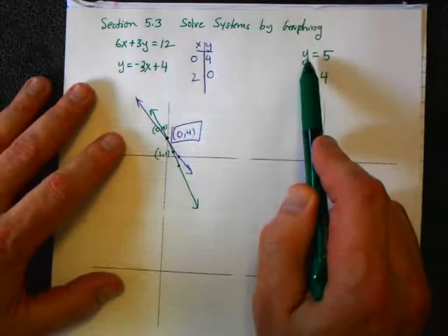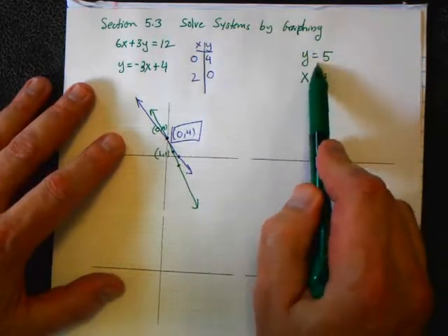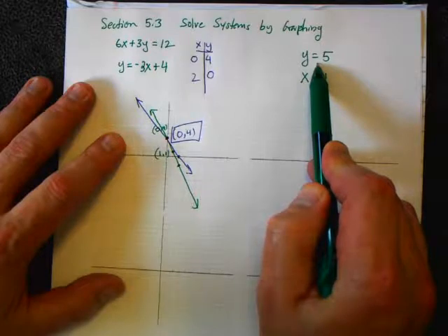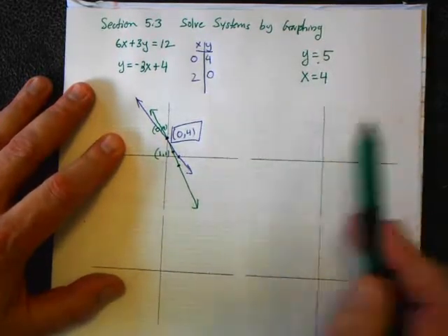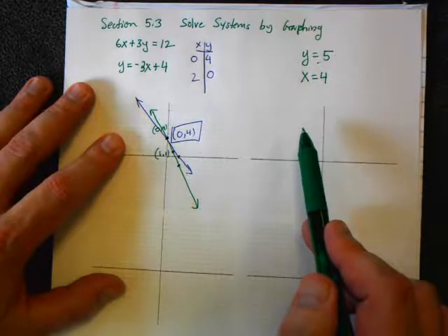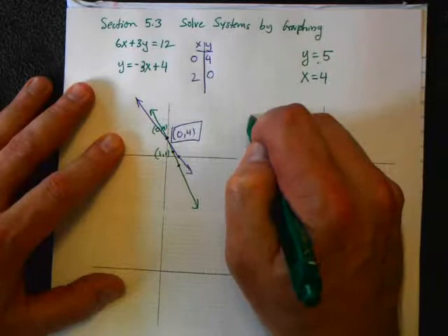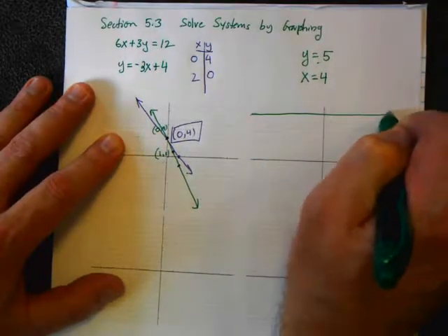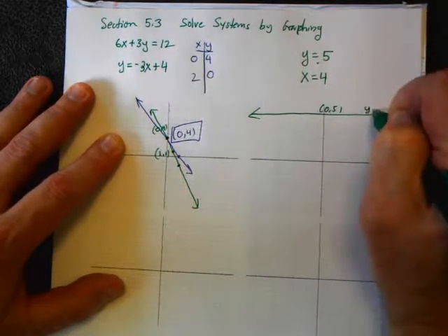Y equals 5. What does y equals 5 look like? That's a horizontal line. Although that usually bothers people because y goes up and down, y equals 5 is a horizontal line. Because y always stays the same. Y is always the number 5. It doesn't matter what x is. You're absolutely right. So y equals 5 looks like this. Goes through the point 0, 5.